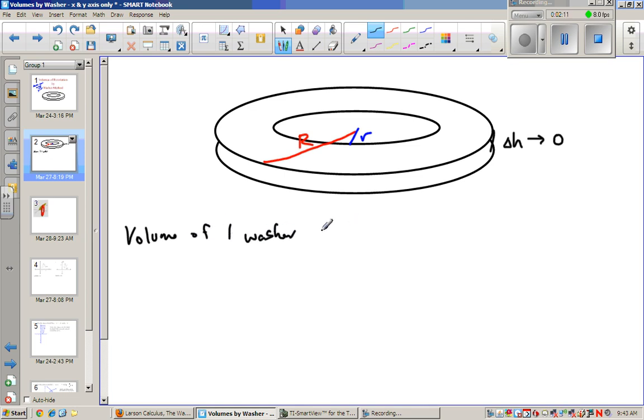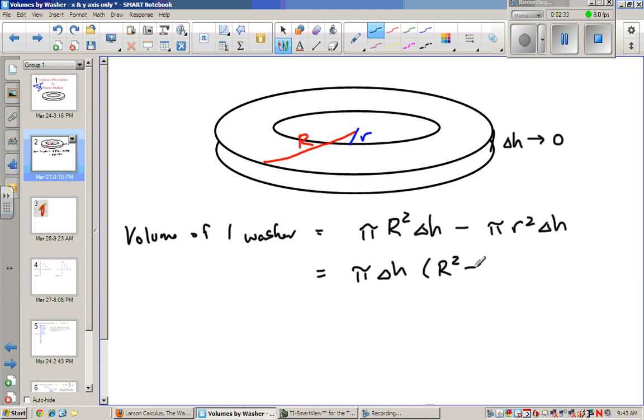we're going to take the big cylinder, pi big R squared, times our height, which I'm going to call delta H, and we're going to subtract our little inside cylinder, this little blue one here, pi little r squared delta H. Now we can factor out, both of them have pi and delta H that's the same. When we factor it out, we get big R squared minus little r squared. And I'm going to just rearrange the order of this, because we're going to be converting to an integral soon, and I really want that delta H on the end there.